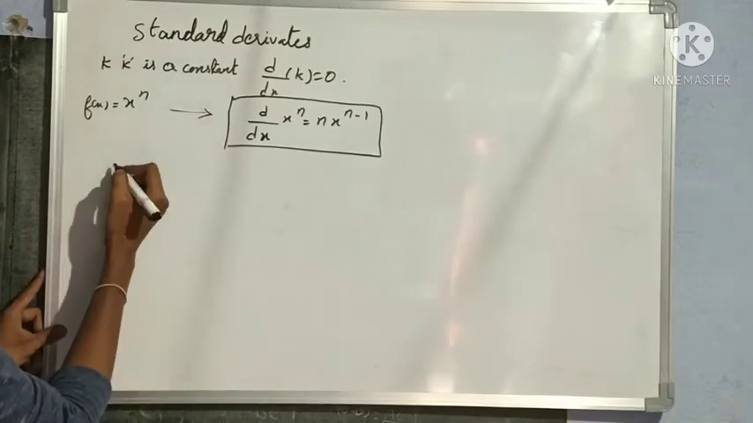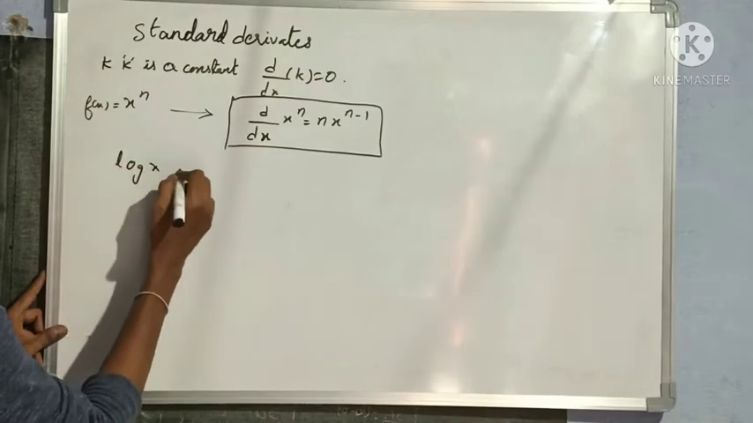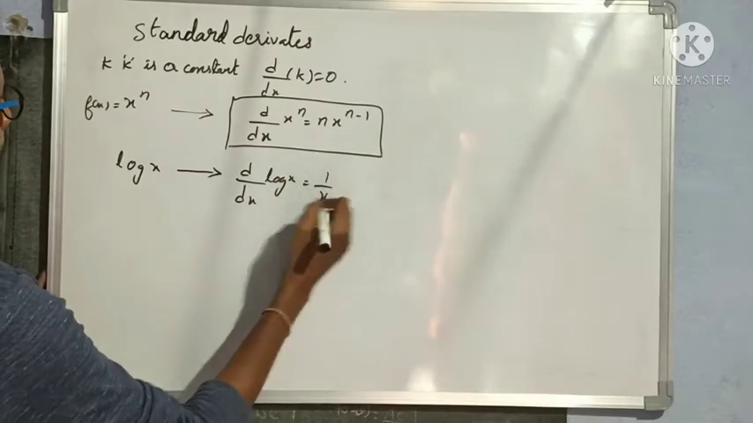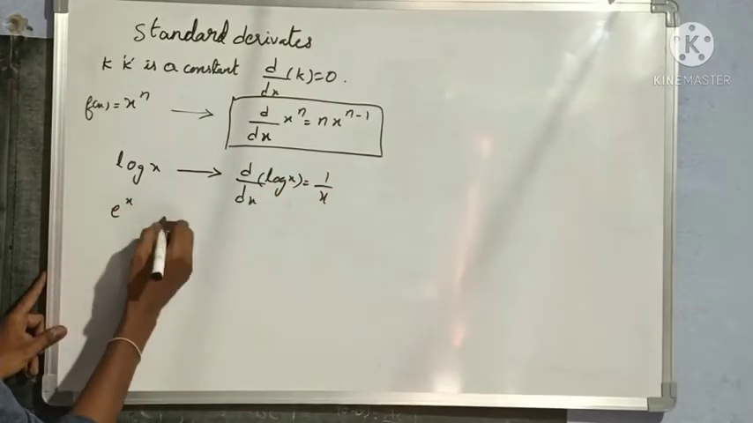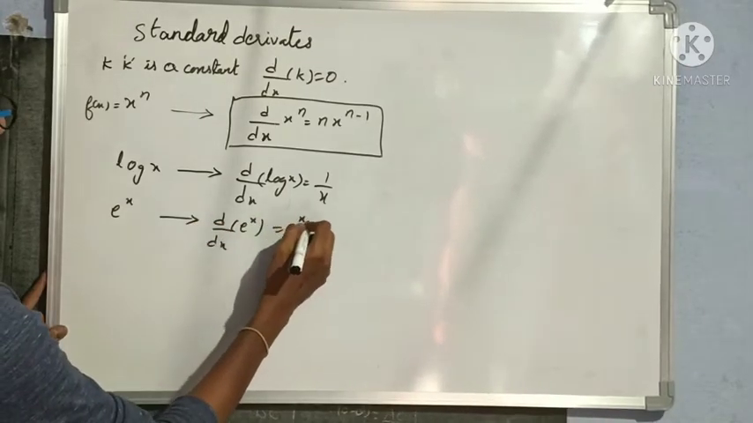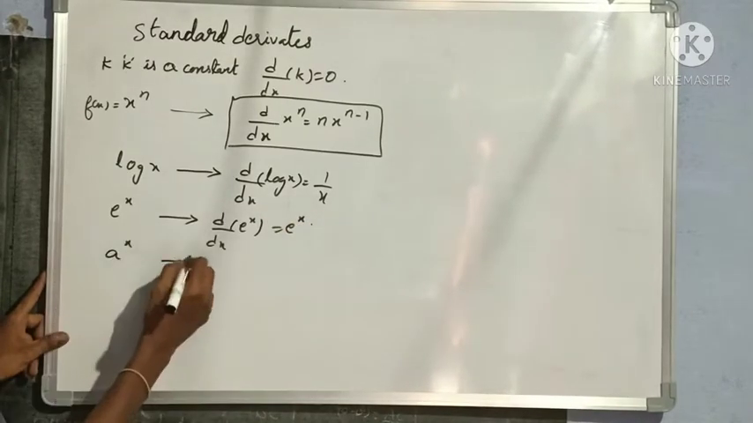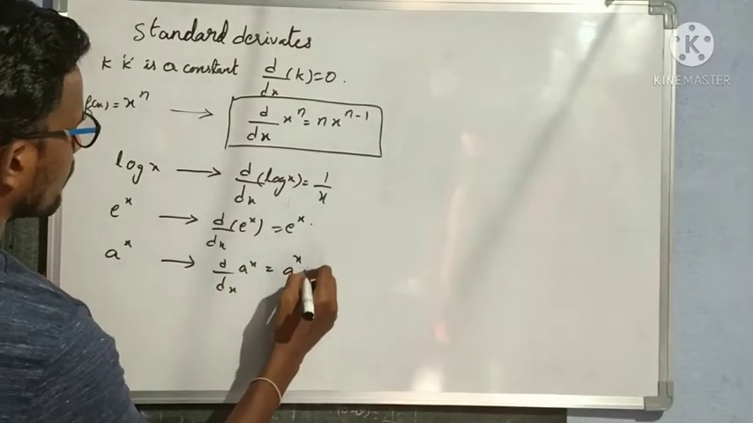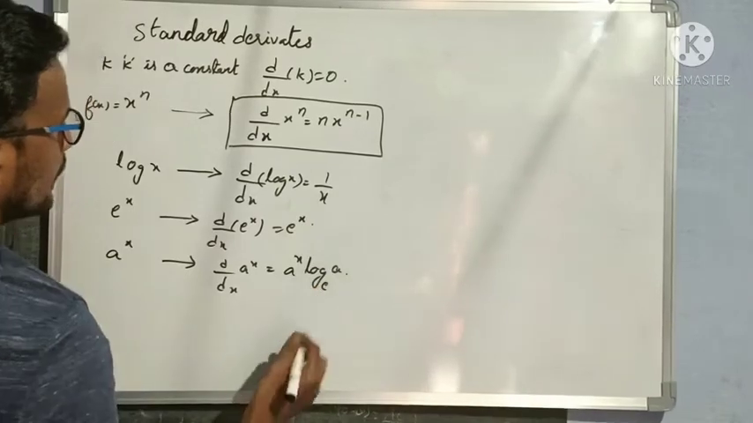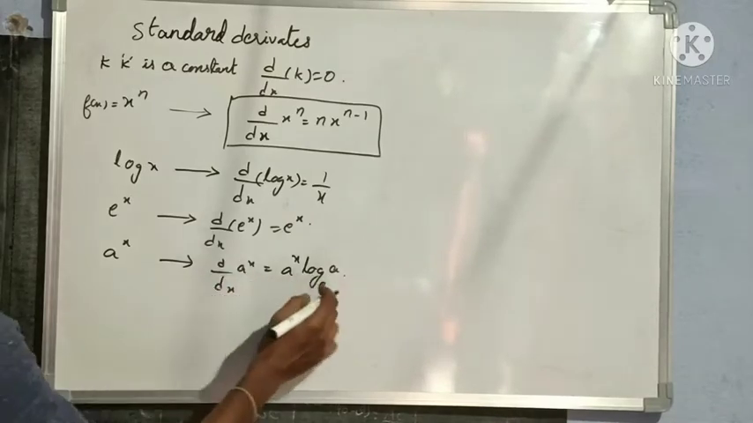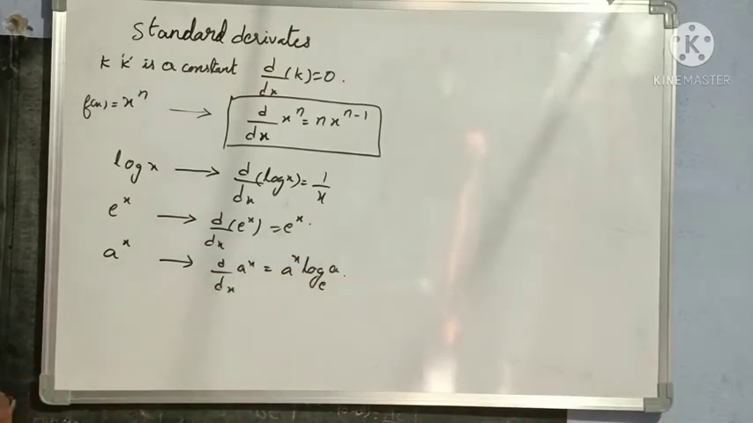Next formula, d by dx of log x. D by dx of log x is equal to 1 by x. Next formula, d by dx of e power x. So d by dx of e power x is equal to the same value, e power x. D by dx of a power x is equal to a power x log a to the base e. Okay. Clear?